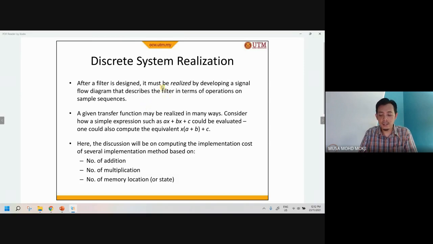Rather than just doing the coding, which is just lines of code, maybe it's not easy to visualize. A given transfer function may be realized in many ways. Consider how a simple expression such as ax plus bx plus c could be evaluated. One could also compute the equivalent equation. We can also write it as x(a plus b) plus c. In this one, we have 2 multiplications and 1 summation. But in this one, we have 2 summations and 1 multiplication.